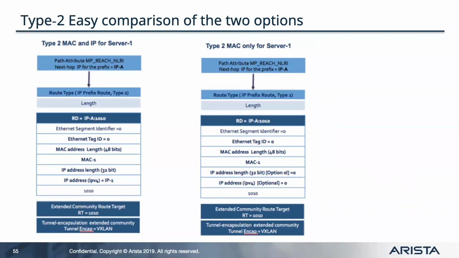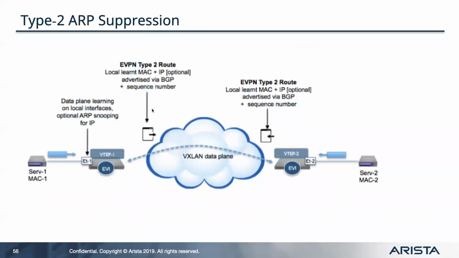So why we have to send IP, basically MAC and ARP information separately, I think it's clear to everyone. So next is ARP separation. Basically, let's say this server 1 MAC 1 is connected to this VTAP on ET1. As soon as the server communicates to any device in the network or to the gateway, we will learn the MAC address as well as ARP locally.